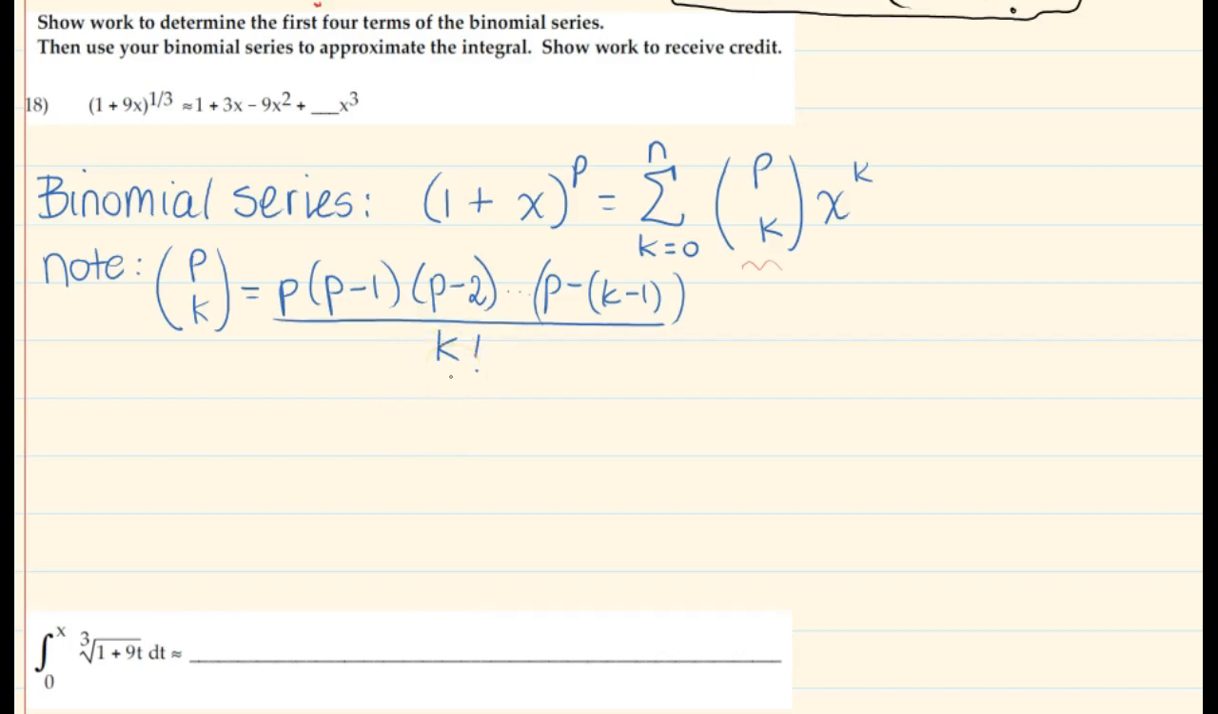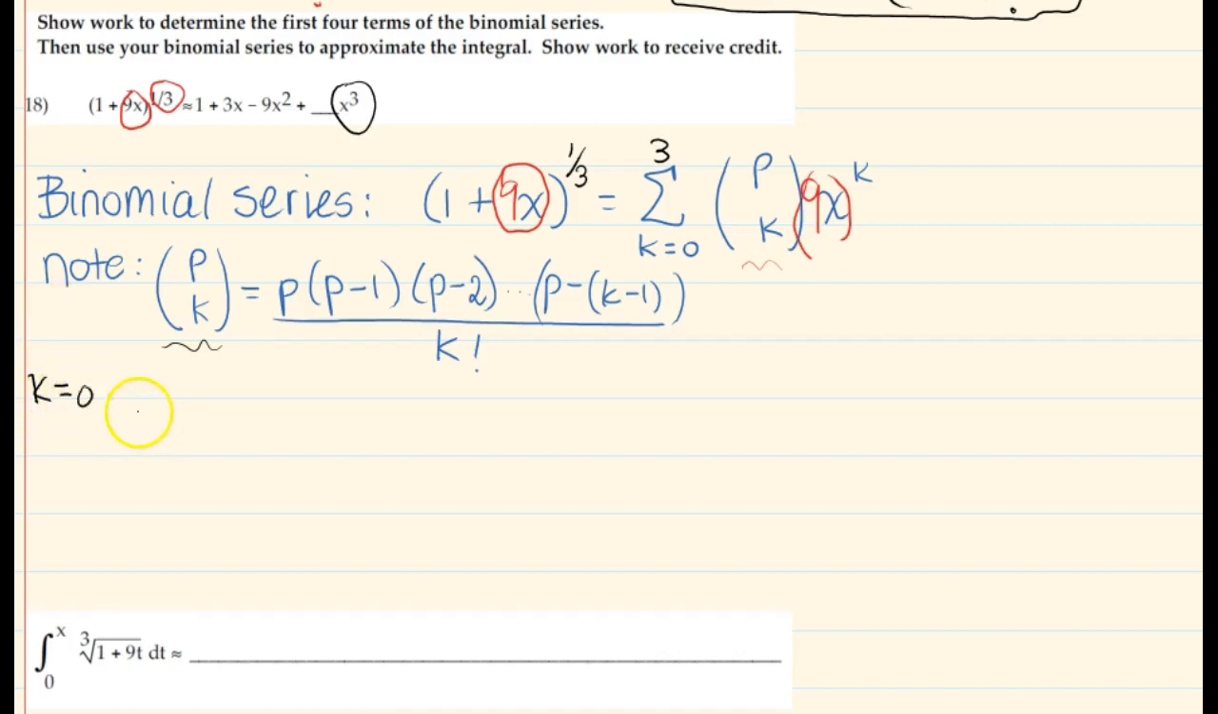So let's make ours look similar to what we have. Instead of having 1 plus x, I have 9x, so I'm going to put that in a parentheses, or a bubble. So this is going to be 9x, and we're going to make sure we have 9x to the k power. We know that our p is equal to 1/3, so I'm going to change my p here to 1/3. And we're going to go until we finish x to the third, so I'm going to go to 3 right here. So we need to find this coefficient for k equal to 0, k equal to 1, k equal to 2, and k equal to 3.